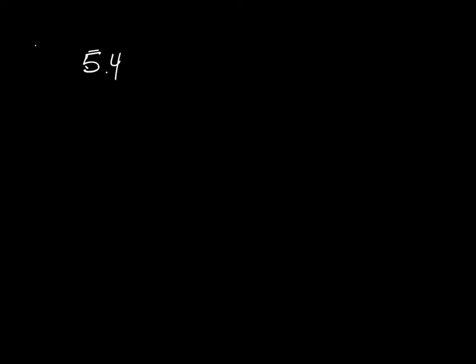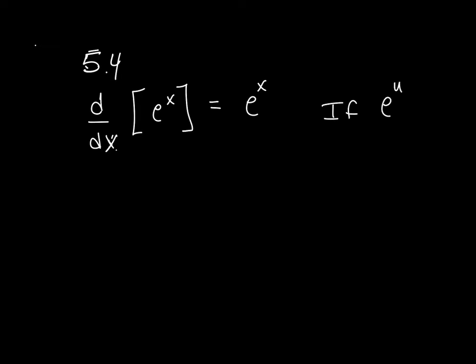Because 5.4 is just dx of e to the x, which is actually just e to the x. And if it is e to the u, just use the chain rule.